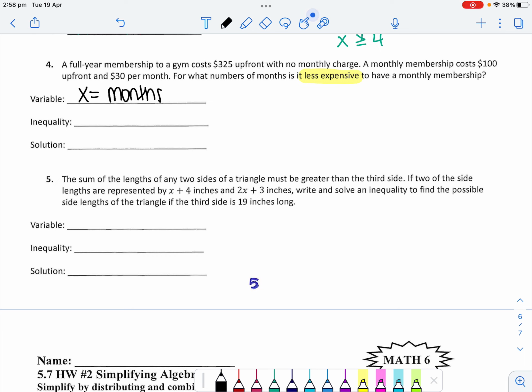And I'm going to write the monthly membership side first because I want the monthly membership side to be less expensive. So it costs $100 up front, plus $30 per month, and I want that to be less expensive than $325. So my inequality is 100 plus 30x is less than 325. I want the monthly membership, which is this side, to be less than the upfront cost for the year.